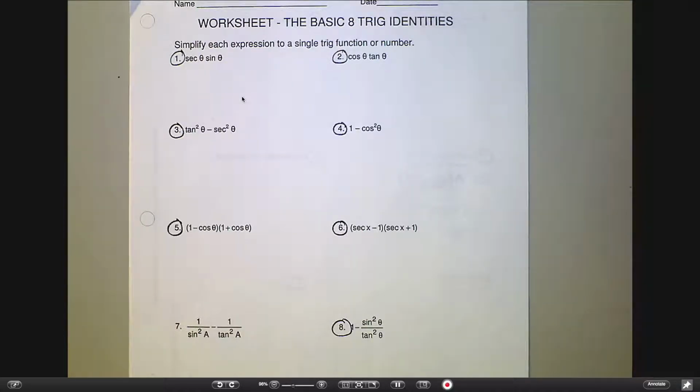what's our first step always? Everything in terms of sine and cosine, okay?